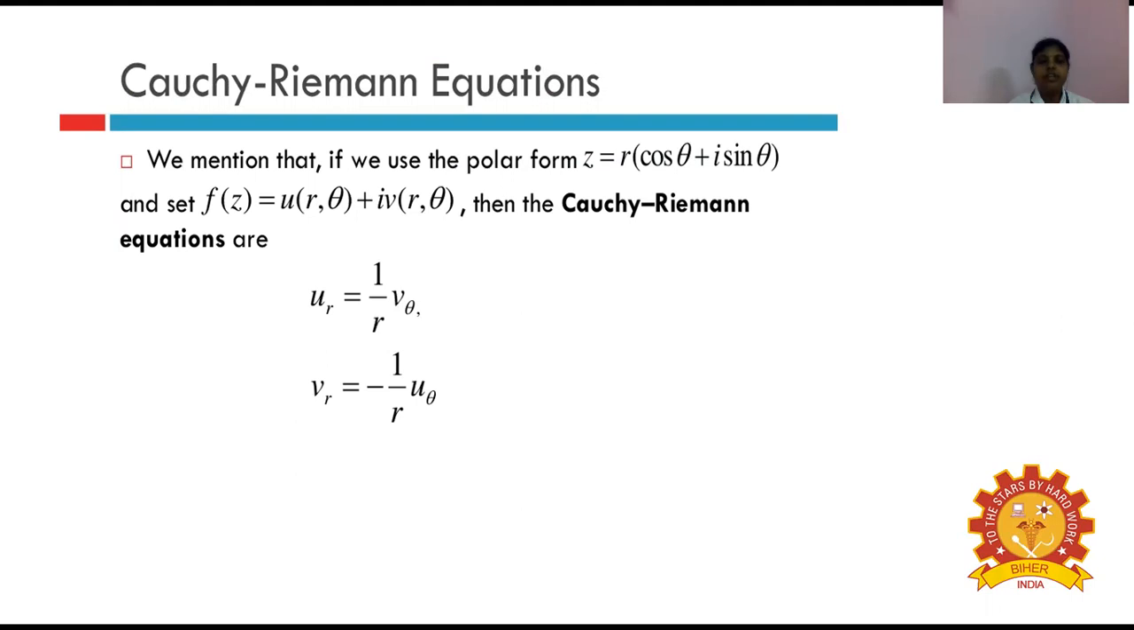We mentioned that if we use the polar form z = r(cos theta + i sin theta) and set f(z) = u(r, theta) + i v(r, theta), then the Cauchy-Riemann equations are u_r = (1/r) v_theta, v_r = -(1/r) u_theta.